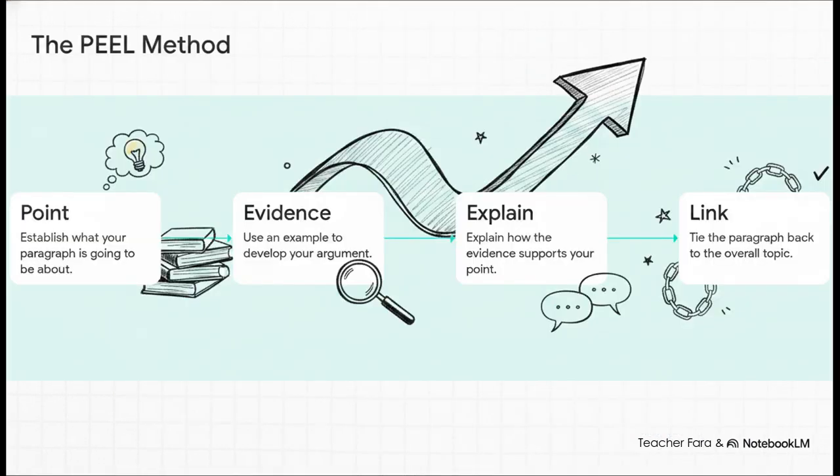Enter the Peel method. It is literally a game changer. It's this super effective framework broken down into 4 simple steps: point, evidence, explain, and link. The whole idea is to help you present one single focused argument per paragraph. That way, your reader is never, ever going to get lost.